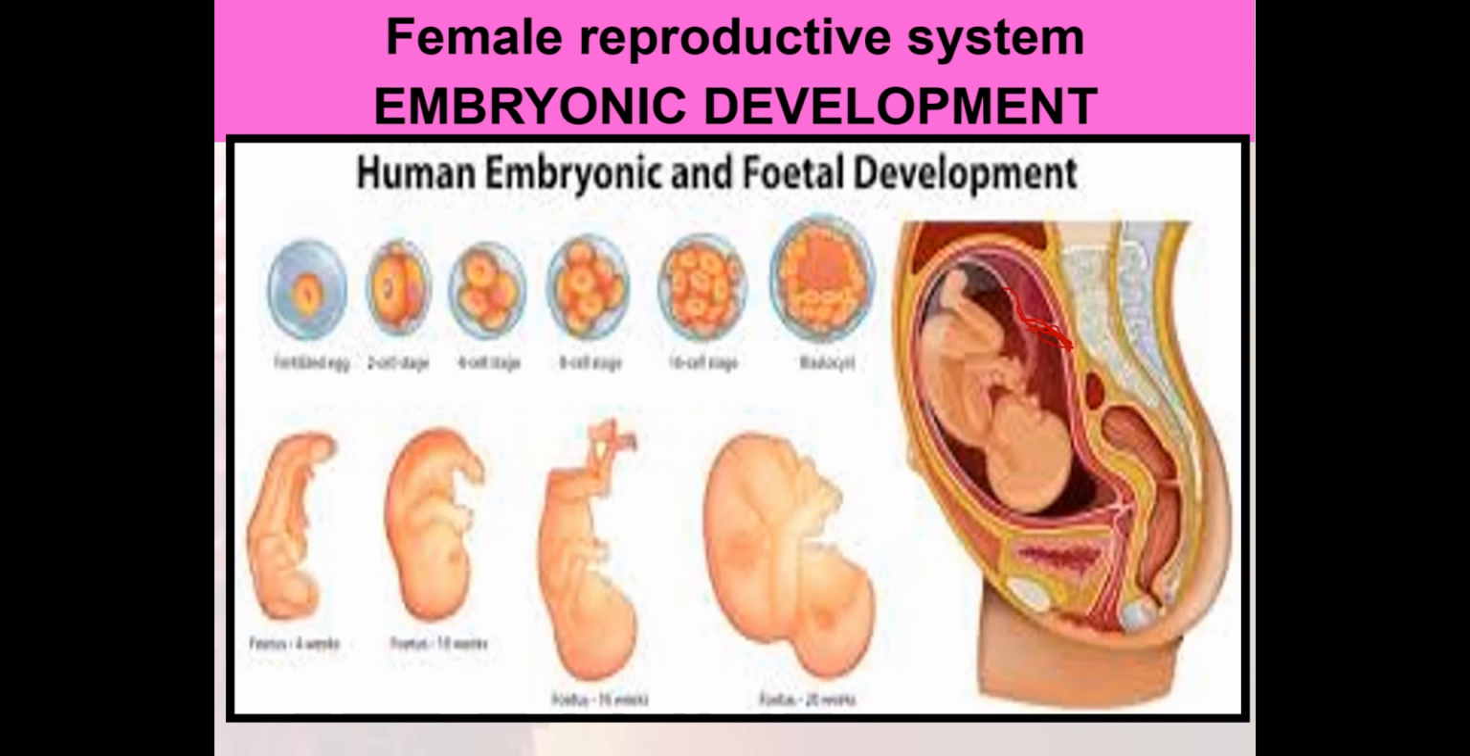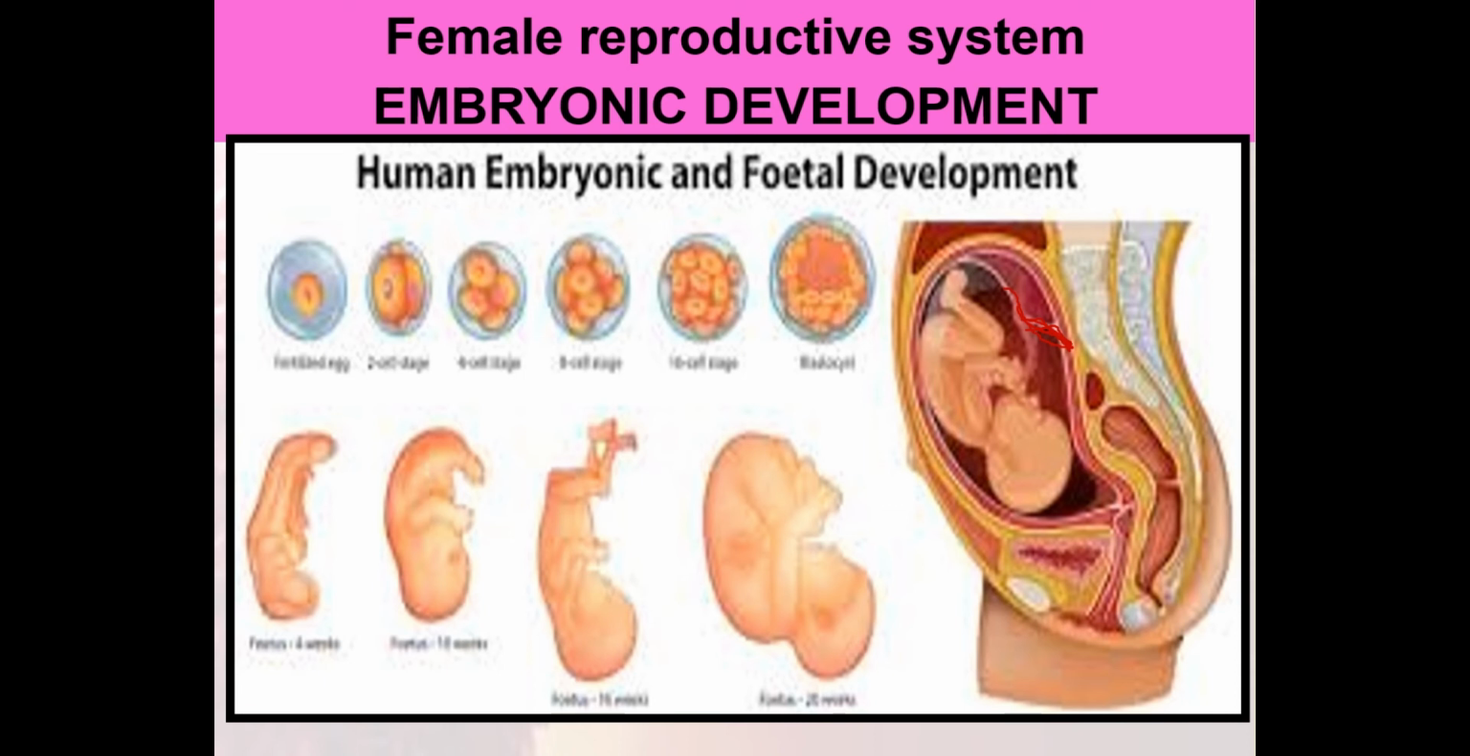Now these are the various stages of human embryonic and fetal development. Till the morula, these events are going on in the fallopian tube only. Then it starts moving down into the uterus. The blastocyst is the stage by which it gets implanted into the uterine wall. Then placenta formation occurs, then the umbilical cord develops. And now these are the different stages.